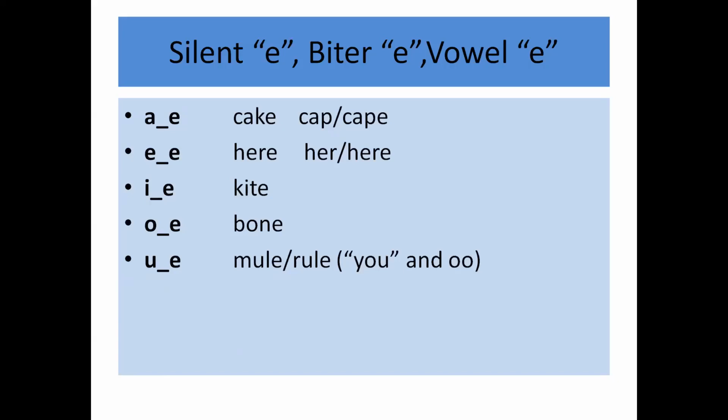Silent E words. These are quite tricky for children, but they do only make one sound. I've put silent E up there. I've put biter E up there. That's a term we sometimes use. Vowel E. And this is the pattern that turns cap. Once we add the E, now it becomes cape. So these two work together to make this turn into an A sound. Unless that E is there, we don't have an A sound.